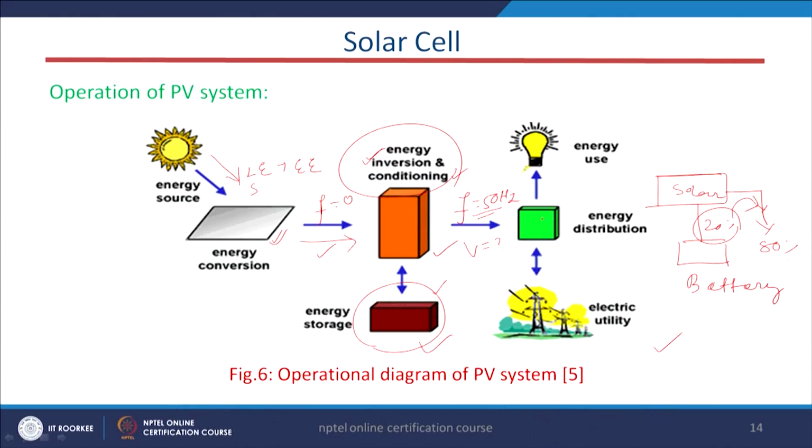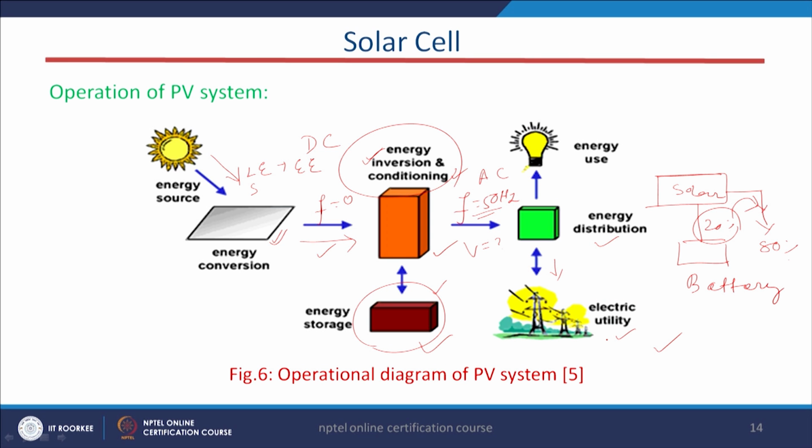Now, as I just explained, this side is AC and this side is DC. This AC energy is ready to be distributed to different loads, and if you have surplus energy, we can also supply it to the electric utility. That is what we do in a solar energy system.